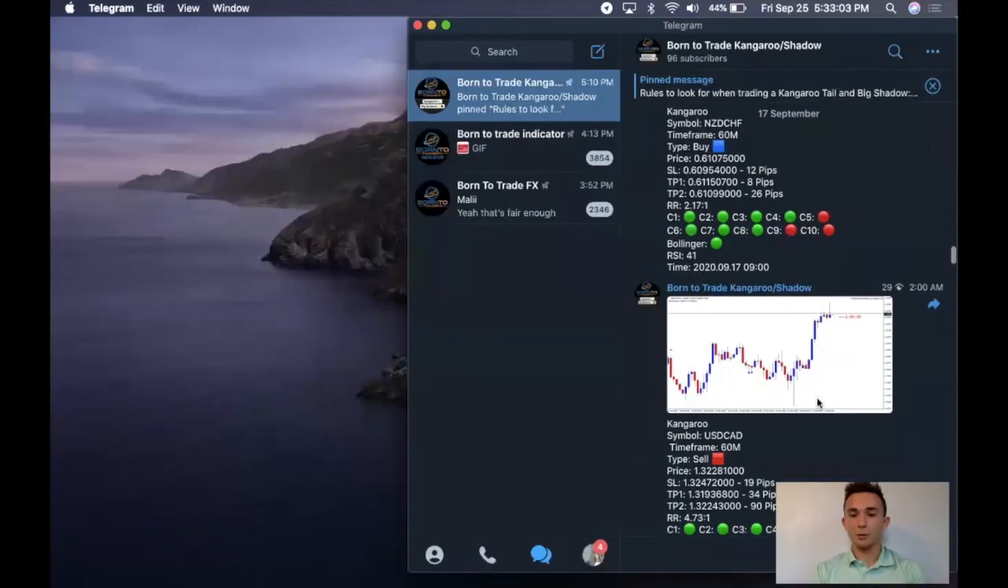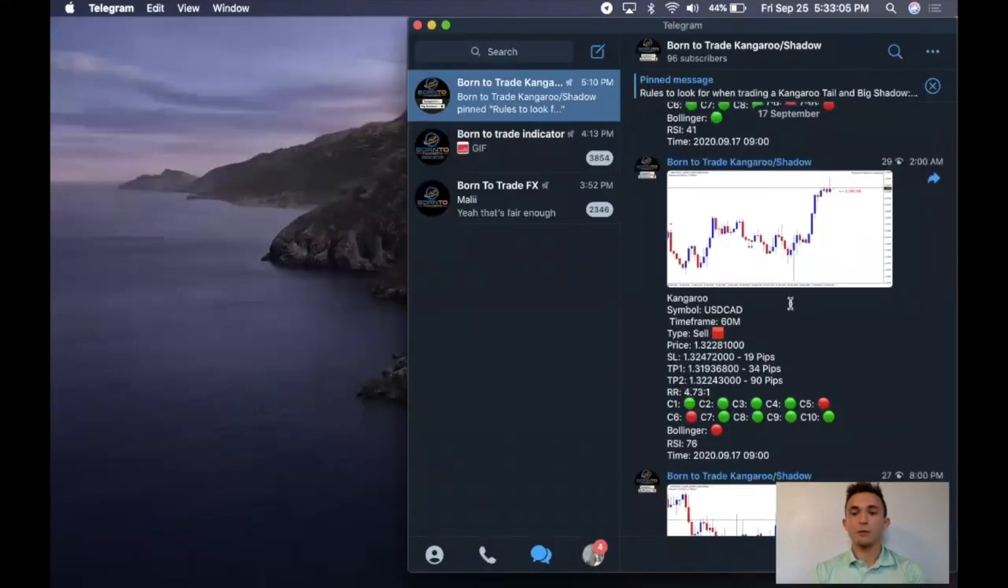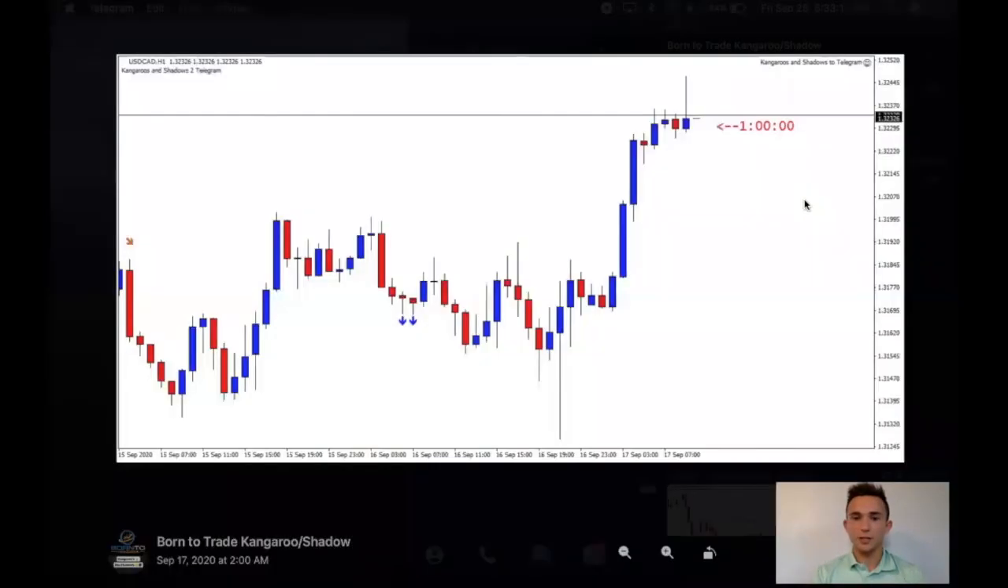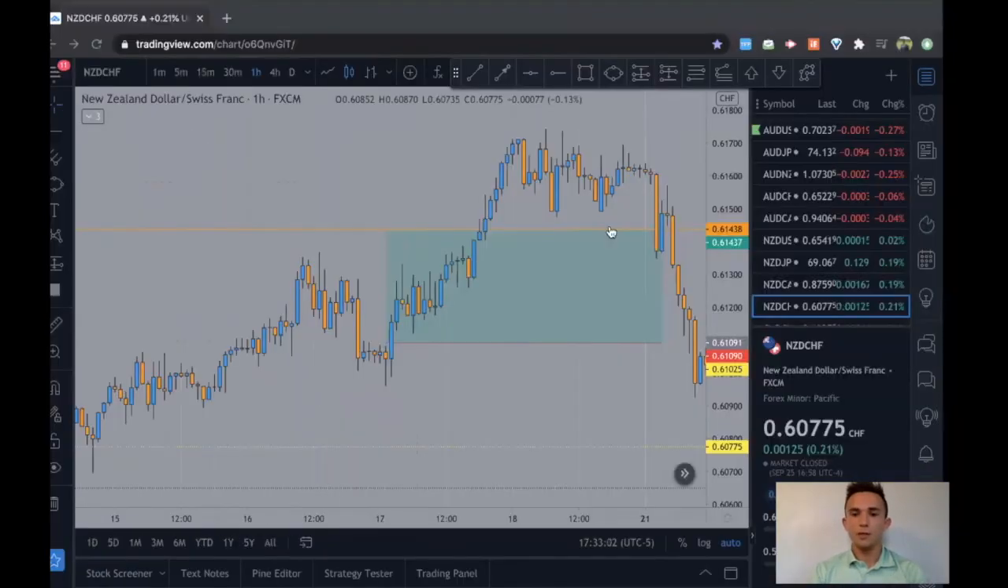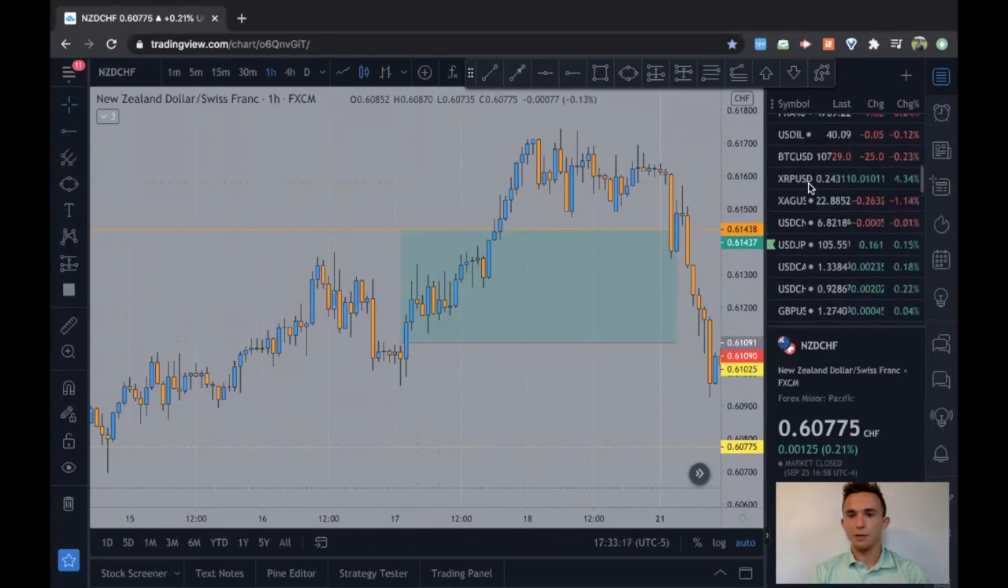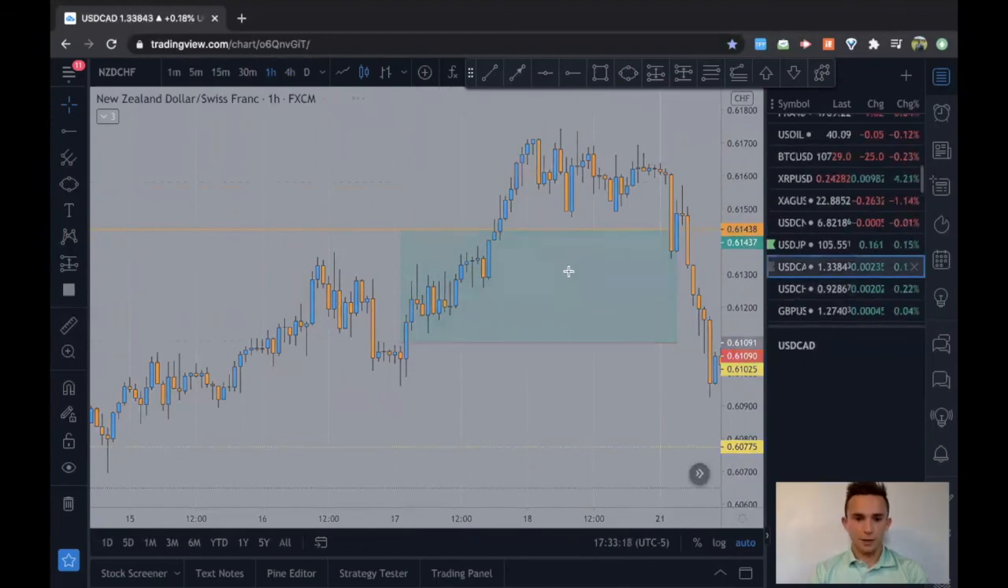I want to go through and show you a couple more, because there were a lot of very accurate signals that went out this week. You can see USD CAD. This is one that did qualify as well, and all of our students took this one too. So let me jump over to USD CAD real quick, and we'll show you what went on there.